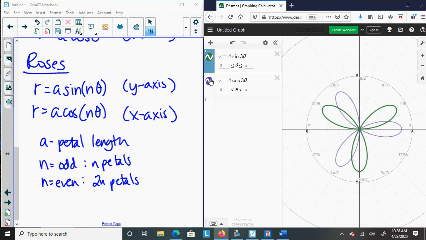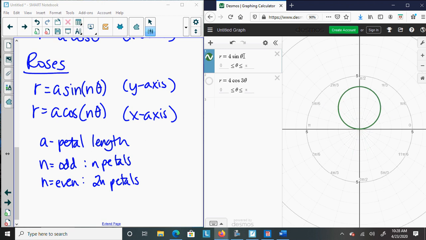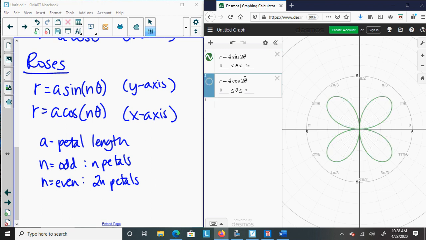I'll do an even number and see what happens. So let's say 2. If I put 2 in there, you might think, oh, this is going to be 2 petals, but it's not. It's 4. So if there's an even number in there, there's double that number of petals. So 2. All right. And that's fun. So the sine ones reflect about the y, and the cosine about the x, which for an even number, it actually does both, but that's fun to look at for the overlap.